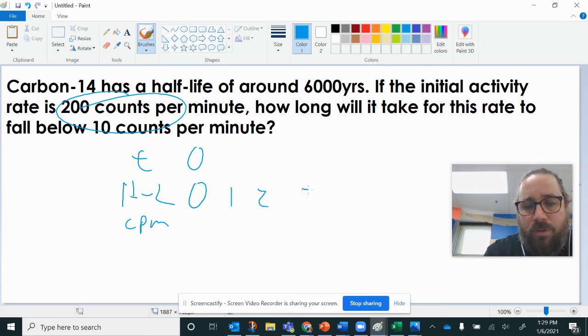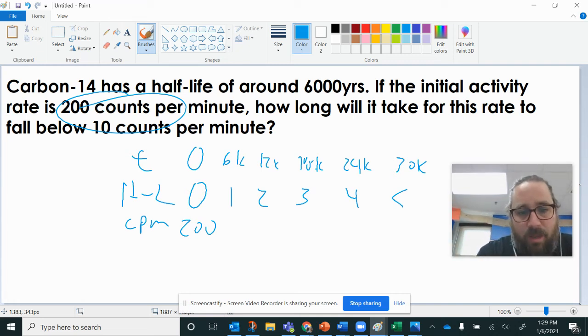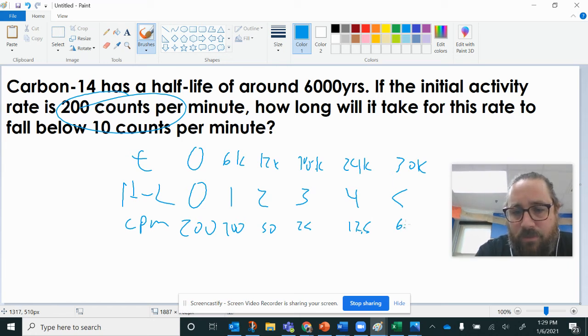1, 2, 3, 4, 5. I hope it doesn't go more than that. And I start off with 200 counts per minute. 6,000 years, 12,000, 18,000, 18 plus another 6 is 24,000, plus another 6 is 30,000. I hope I don't need more than that. So now let's half each time. Half of 200 is 100, half of that is 50, half of that is 25, half of that is 12 and a half, 12.5, and half of that is 6.25.